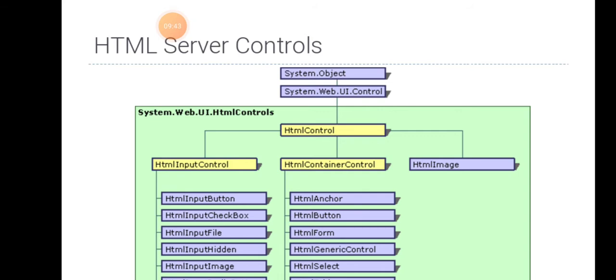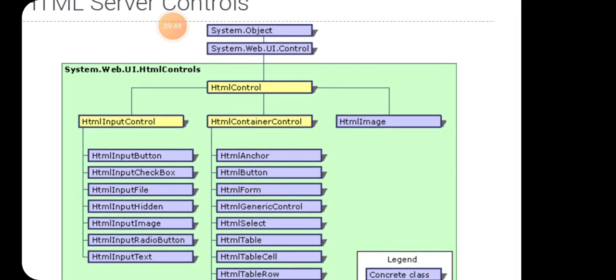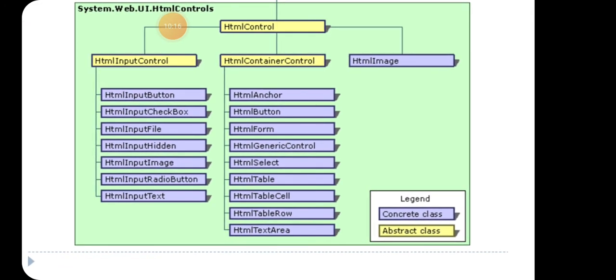Next, the HTML image control. The HTML input control comprises HtmlInputButton, HtmlInputCheckBox, HtmlInputFile, HtmlInputHidden, HtmlInputImage, HtmlInputRadioButton, and HtmlInputText. HTML input text means the text box used in our Visual Basic. HTML input button means the command button used in Visual Basic. Next, the HTML container control consists of HtmlAnchor, HtmlButton, HtmlForm, HtmlGenericControl, HtmlSelect, HtmlTableCell, HtmlTableRow, and HtmlTextArea.